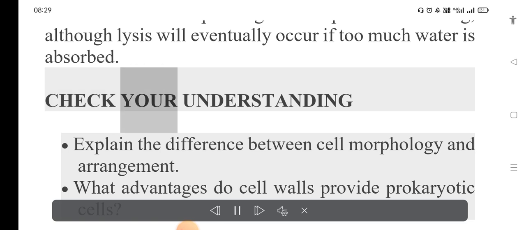Check your understanding. Explain the difference between cell morphology and arrangement. What advantages do cell walls provide prokaryotic cells?